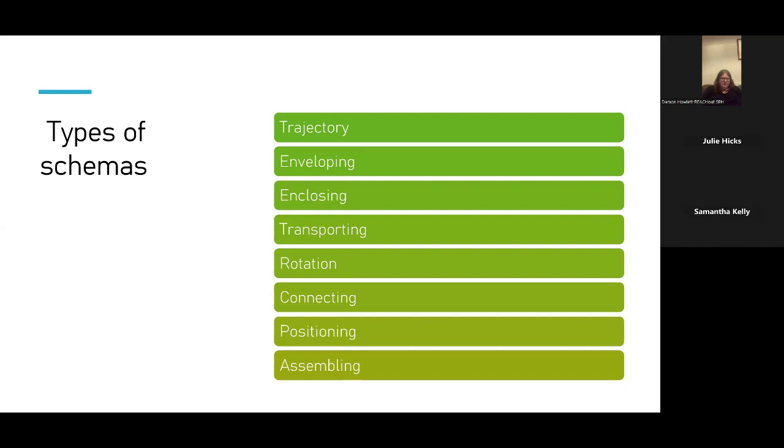But the ones we've usually heard of, the ones we're mostly working with, are trajectory, where children want to throw things, enveloping, where things are covered up, enclosing, which is very similar, or putting yourself in a small space, transporting, a massive schema for a lot of children, and rotation and connecting and positioning, I would say, are your main ones, really.